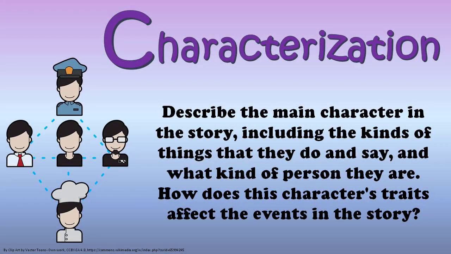Our next letter is C for characterization. Here you should describe the main character and any other important characters in the story. What do they say and do? What kind of people are they? Pay attention to the imagery used in the story to describe the characters. Most importantly, think about how their character traits affect the story.